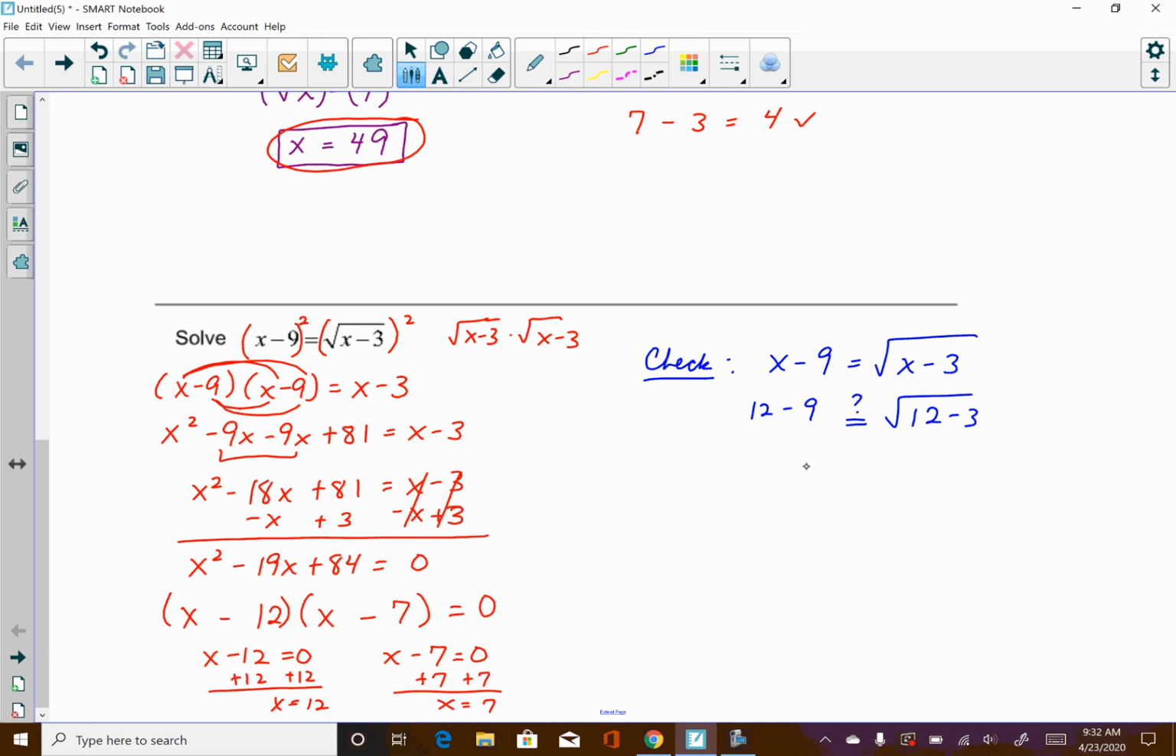So 12 minus 9, of course, is 3. 12 minus 3 is 9. So I have the square root of 9, and definitely the square root of 9 is 3. So 12 is definitely a solution. So I'll check that one off.